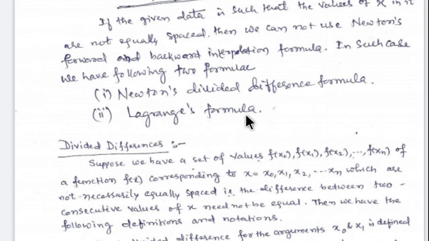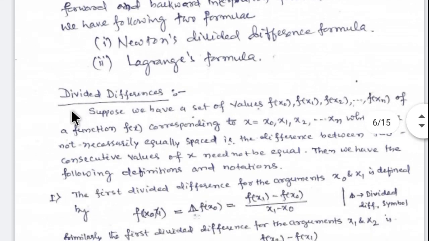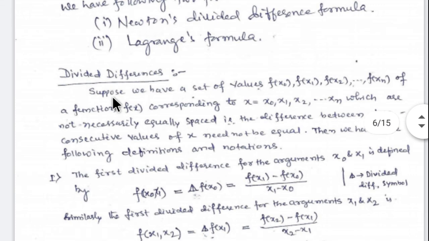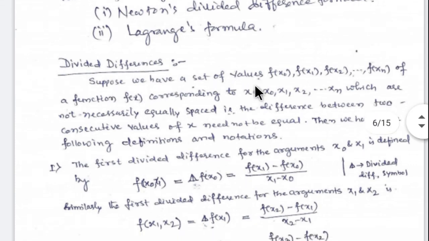This is Lagrange's formula, simply you can say. Very first, you see what divided differences are. Divided difference means, suppose we have a set of values f of x0, f of x1, f of x2, etc., f of xn of a function f of x corresponding to x equal to x0, x1, x2, etc., xn, which are not necessarily equally spaced.